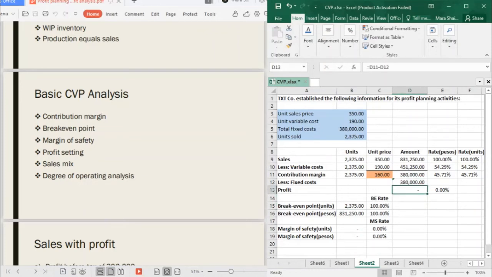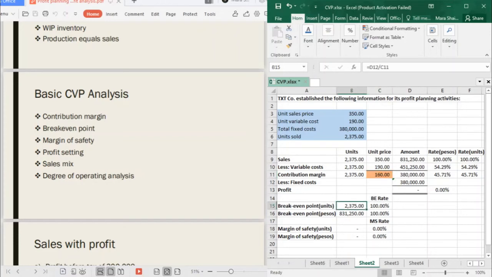So, again, why is the fixed cost what we use, divided by the UCM? Of course, at the break-even point, your contribution margin is equal to your fixed cost. So, again, your contribution margin is equal to your fixed cost. That is why the fixed cost is divided by your unit contribution margin. So, that is how it is done using units.